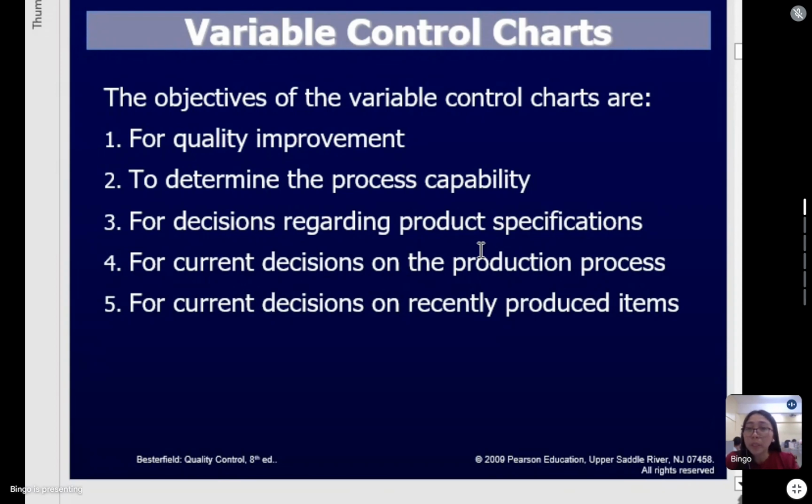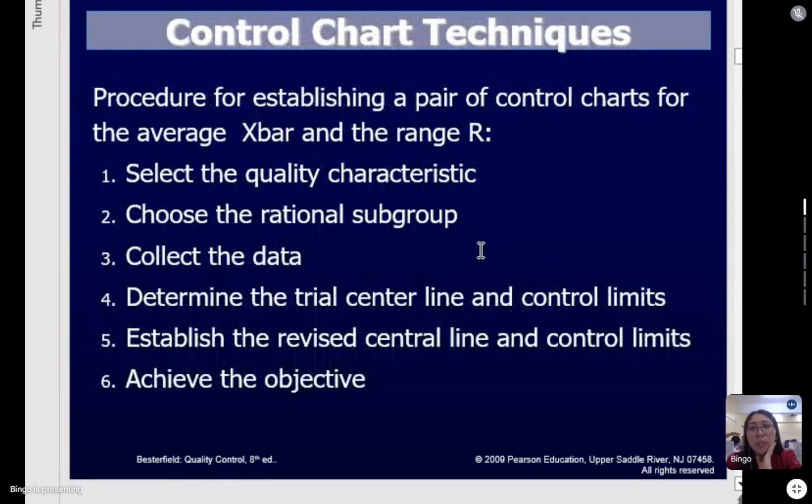Yan. Okay? To determine the process capability. So, kaya ba natin say, for example, na mag-produce or ma-meet yung demand for decisions regarding product specifications. So, ano ba yung parameter that we are going to set? A plus minus 0.5, 0.3, 0.1, 0.001 for current decisions on the production process. And the last is for current decisions on recently produced items. Again, pwede po siya mag-vary. Okay. So what are the procedure for establishing a pair of control charts for the average X bar and your range or your R?